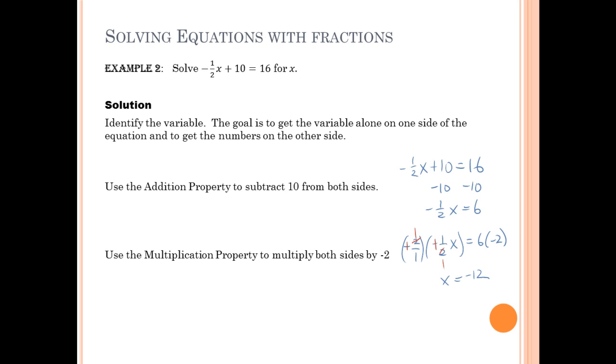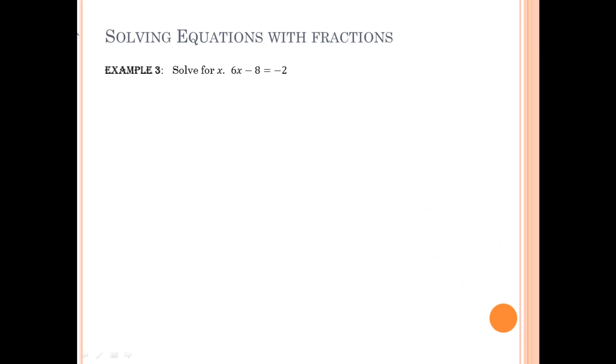Now we can check our answer. So to check our answer, we put negative 12 in place of x in the original equation. Then we simplify the left side. Negative 1/2 times negative 12 is positive 6. So we have 6 plus 10, which is 16. Since the right side is also 16, we have a true equation, which tells us that we have the right answer. So the answer is x equals negative 12.